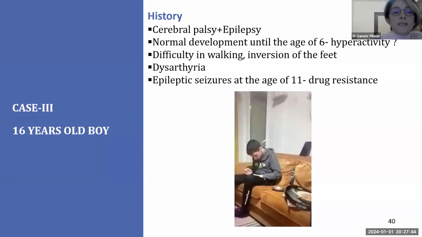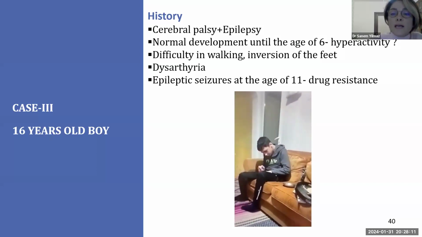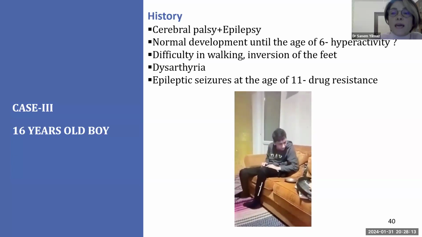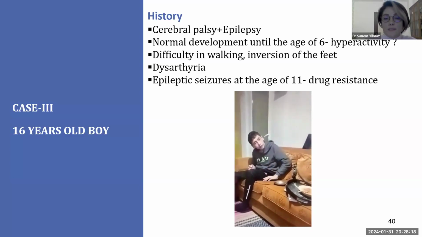And here is the last case. This is a 16-year-old boy. He was diagnosed with cerebral palsy and epilepsy. He had normal development until the age of 6, and he had some hyperactivity. After that, at the age of 6, he started to have difficulty in walking, inversion of the feet. He had dysarthria and some epileptic seizures, mainly myoclonic seizures, which started to occur at the age of 11, and they were all drug resistant.